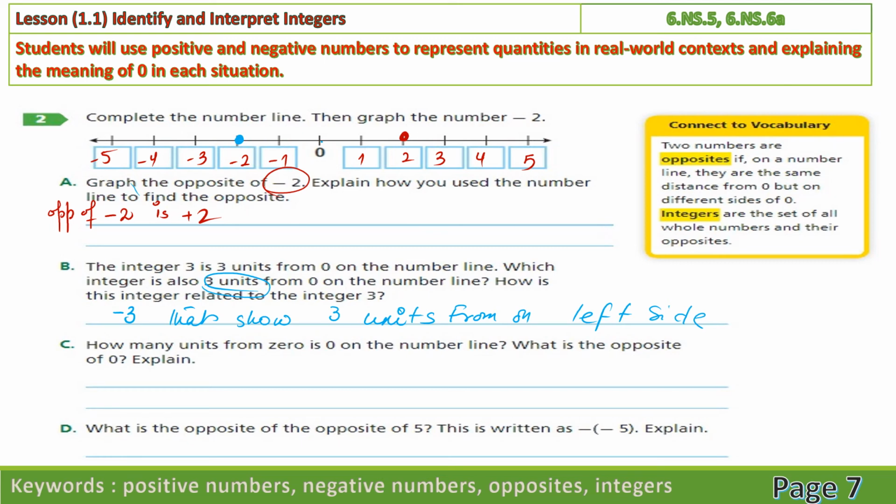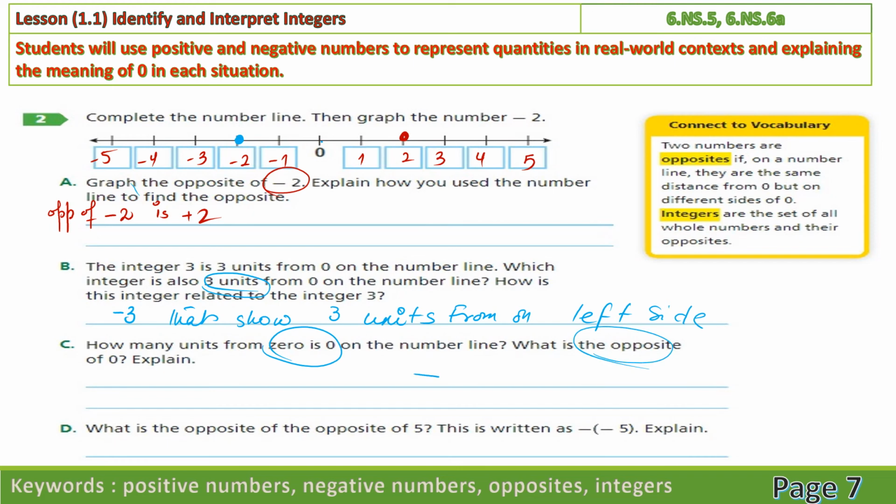on the left side. How many units from 0 is 0? No unit, okay? Why? Because 0 is 0. It means that no distance is covered. What is the opposite of 0?